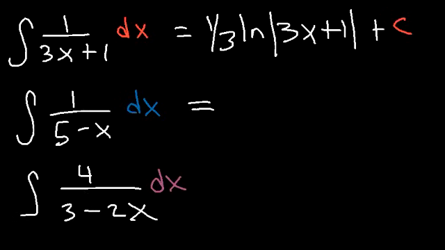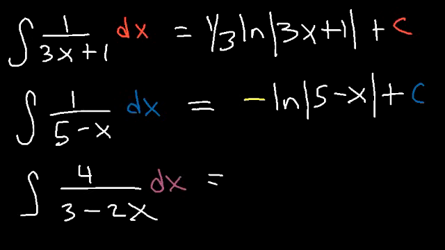Now for the next one, it's going to be the natural log of what you see on the bottom. In that case, that's 5 minus x. The derivative of 5 minus x is negative 1. So if you divide it by negative 1, it's just the same as putting a negative on the outside. Plus c.